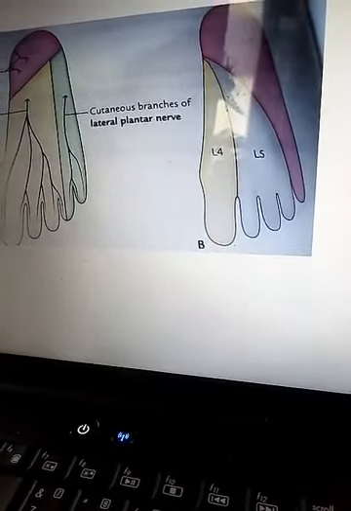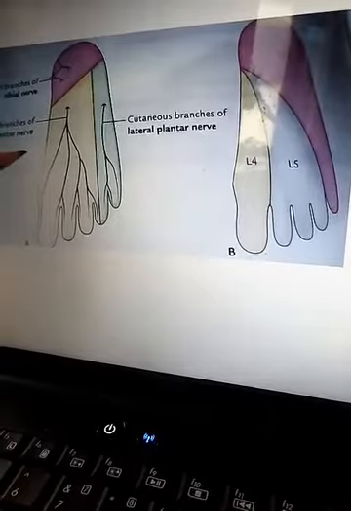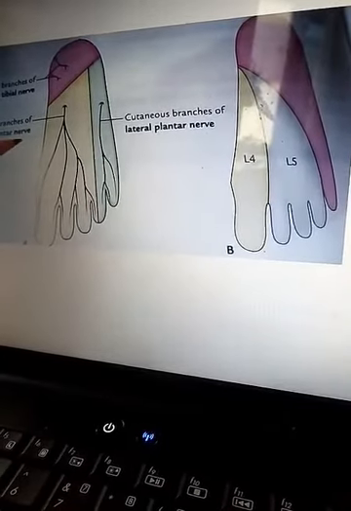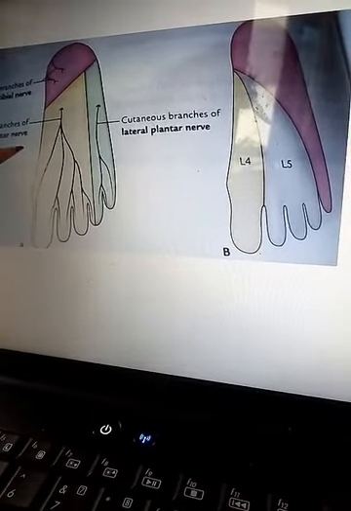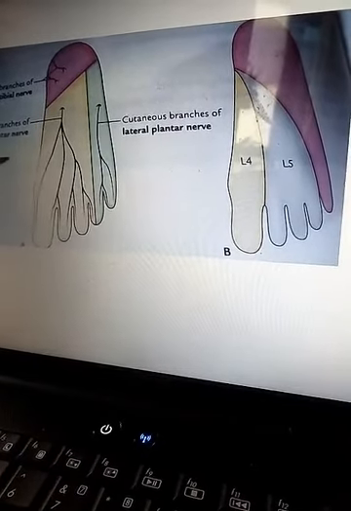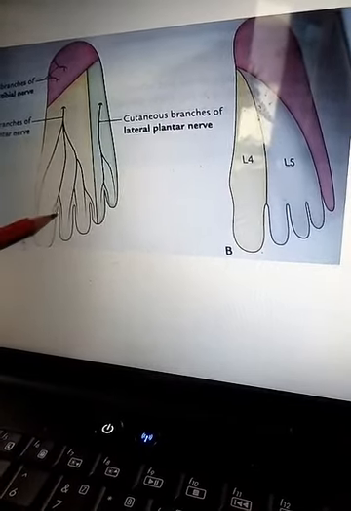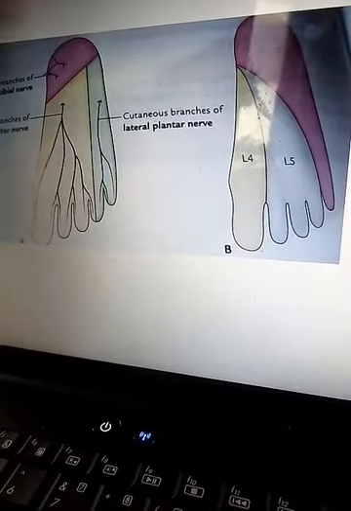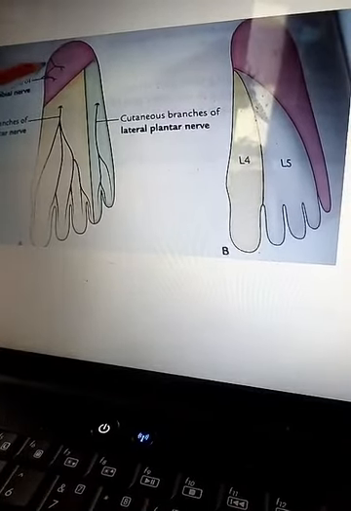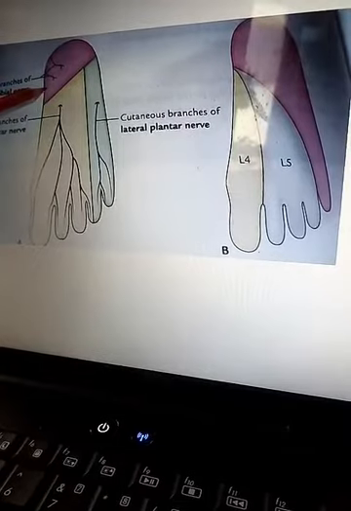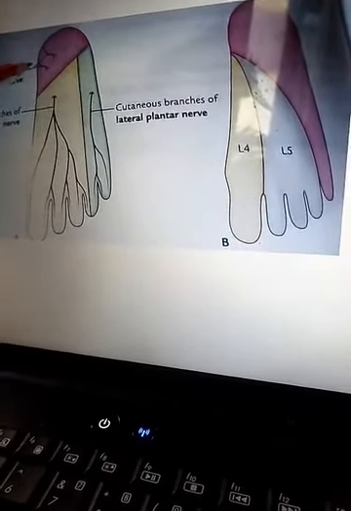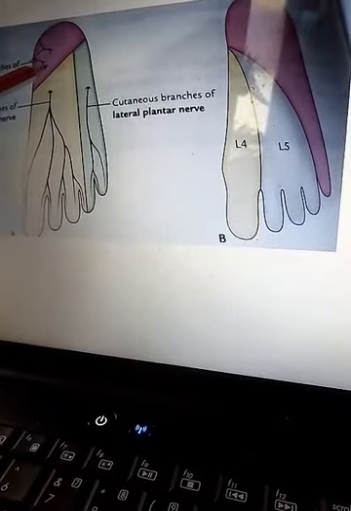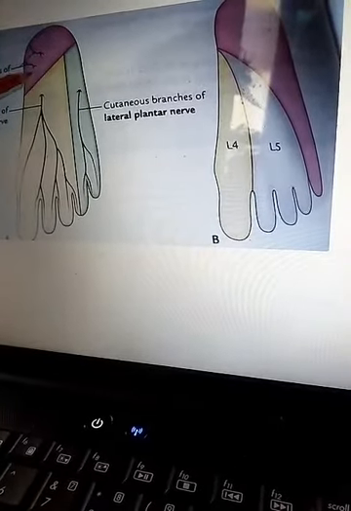The skin of the sole of the foot is supplied by three cutaneous nerves which arise directly or indirectly from the tibial nerve. Medial calcaneal branches of the tibial nerve arise directly from the nerve and supply skin over the posterior and medial portions of the sole.